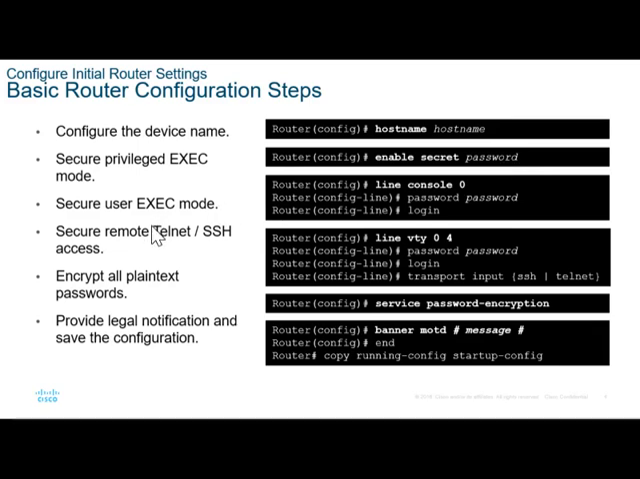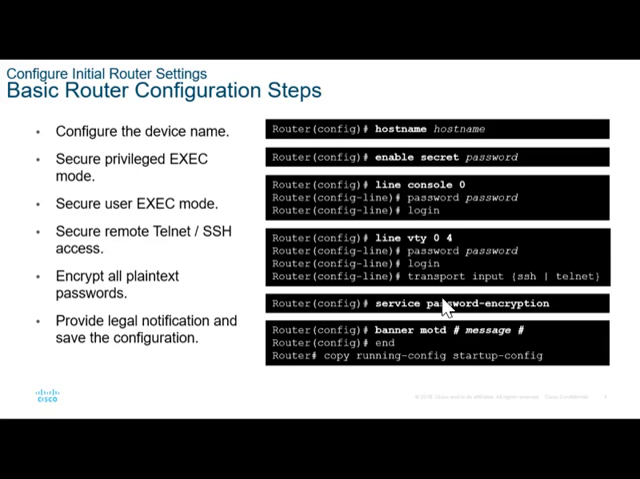Secure user access mode. The user access mode is the password that restricts the other mode with the greater symbol. Line console 0, then password, you provide the password, login. Secure remote telnet or SSH. Be in global configuration mode, line VTY 0 4, password, then you provide the password, login.